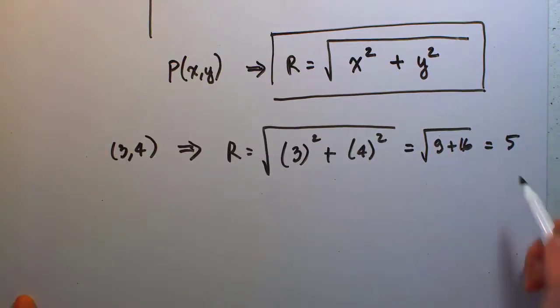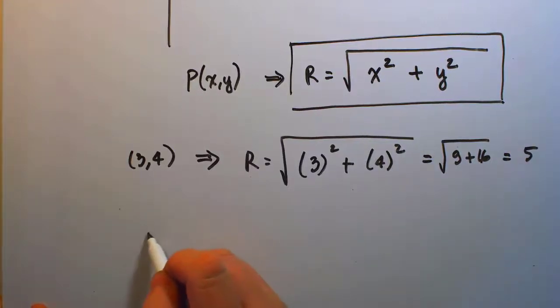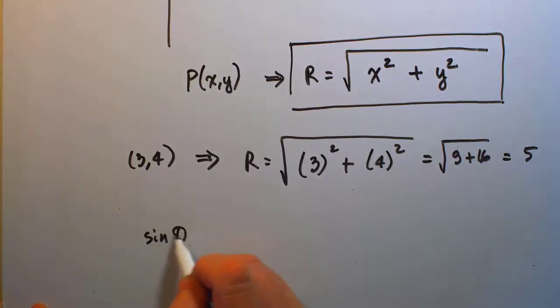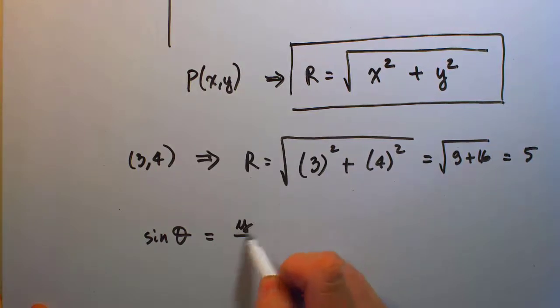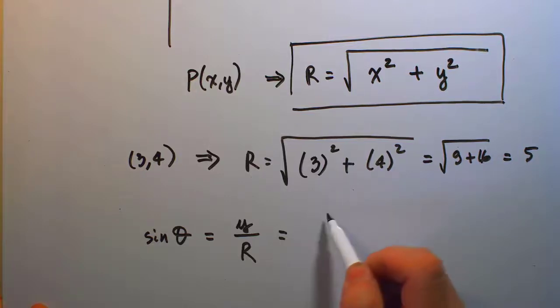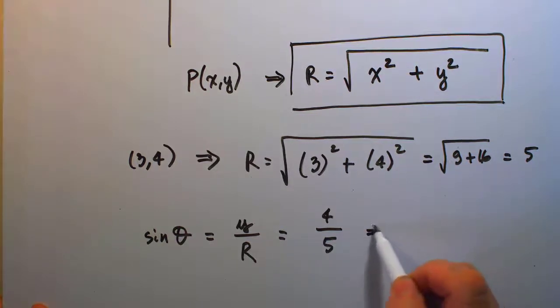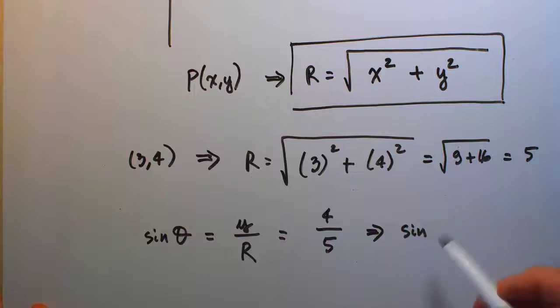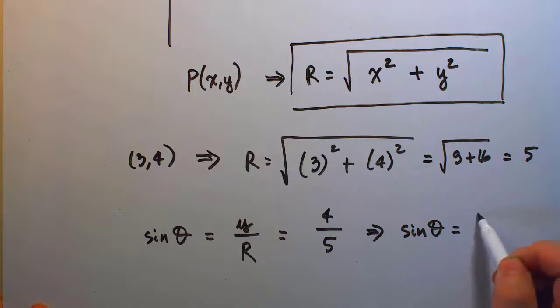So here's our radius, and now we are ready to find the sine value of the angle theta. The sine value of the angle theta is simply the y coordinate over the radius, and in this case we're looking at 4 over that radius, 5. And so, concluding our work for this problem, the answer is sine of theta equals 4 over 5.